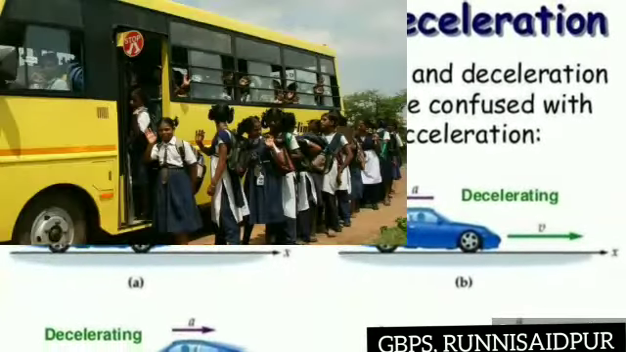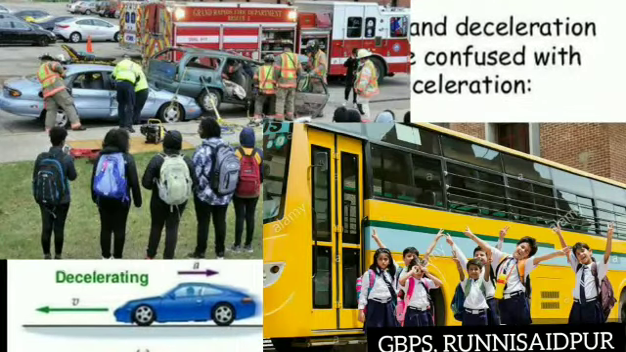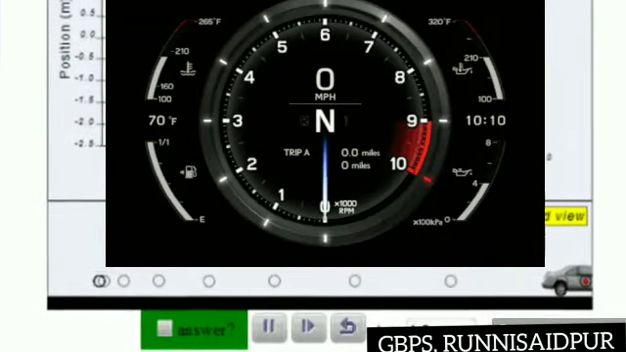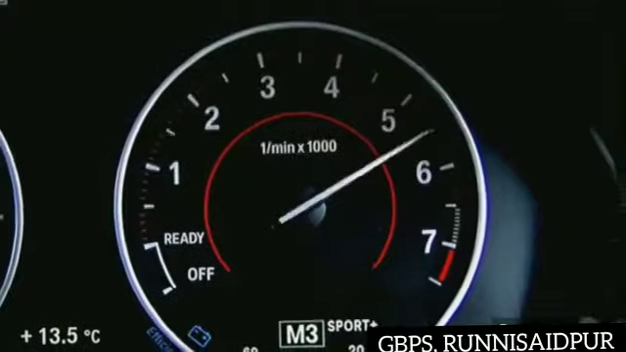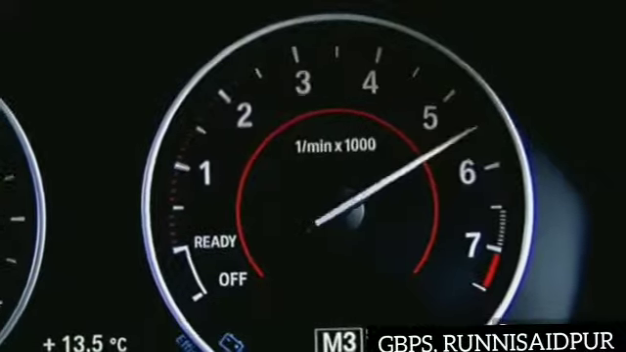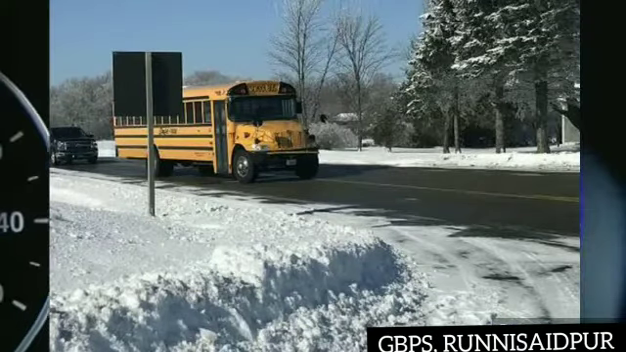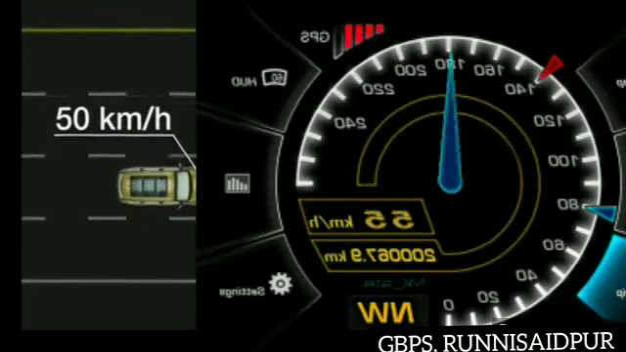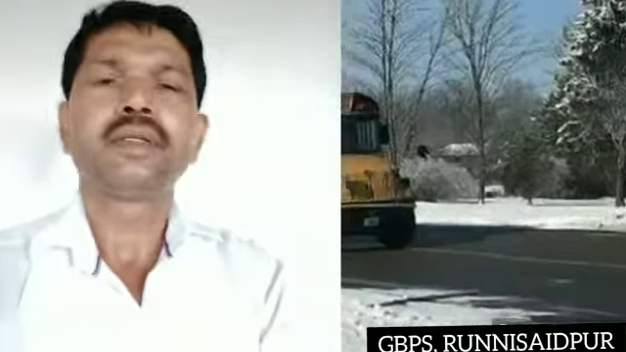In the morning, when you come to school by your own vehicle or by a school bus, initially when it was at rest, the velocity of your vehicle remains zero before it starts moving. When it starts moving, the velocity of the vehicle gradually increases. Velocity keeps increasing or decreasing by some value. When you reach school, on applying brakes, the velocity of your vehicle or your bus decreases gradually and then comes to rest.